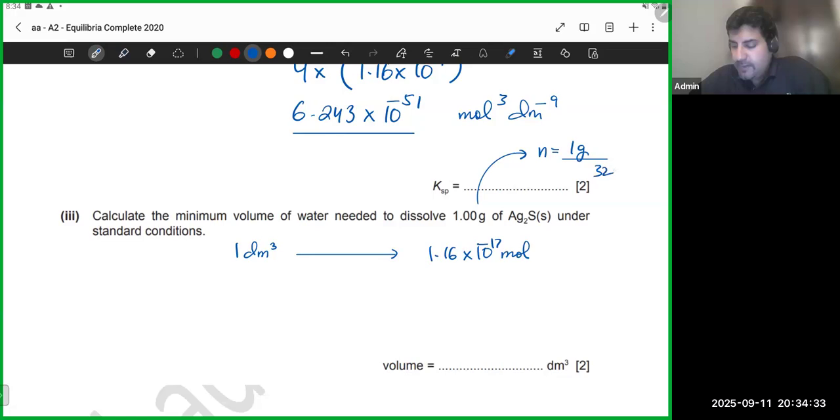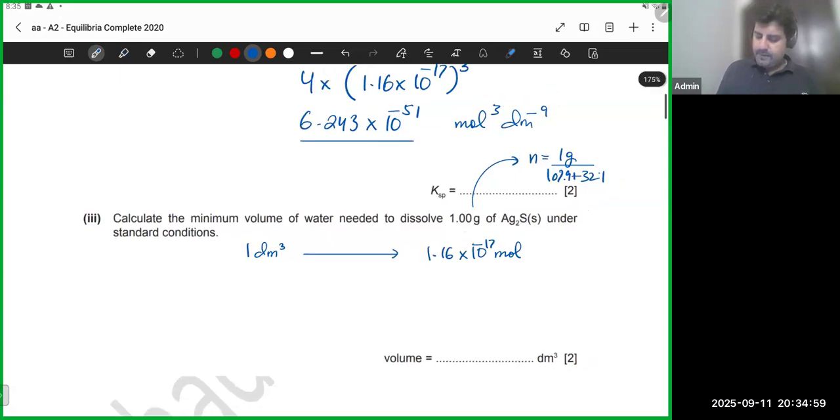Sulfur I know is 32.1. Ag, I think it's 107.9. Let me check. Silver atomic mass, yeah, it's 107.9. Let's see what we get. 1 gram, how many moles is this? It's basically 108 plus 32, so 1 divided by 140, right? 108 plus 32, that's 140.